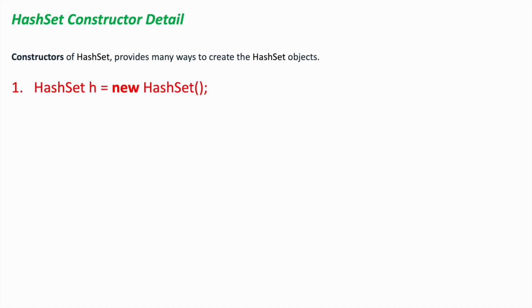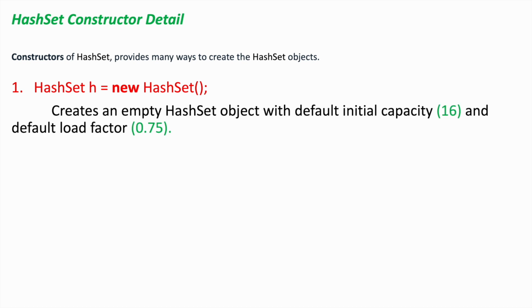HashSet h = new HashSet(). This is the default constructor or no-argument HashSet constructor. By using this constructor, we can create an empty HashSet object with the default initial capacity of 16 and the default load factor of 0.75. That is, a new empty HashSet object will be created with the capacity of 16.